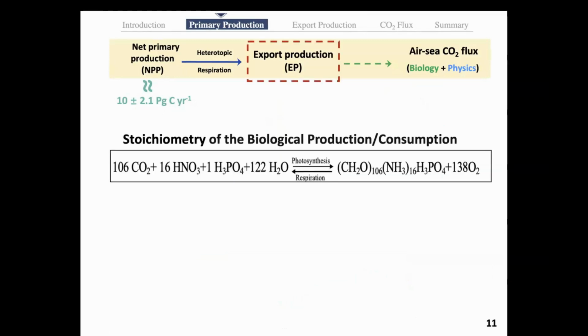As we learned from the textbook, biological production leaves carbon dioxide neutral but generates oxygen. That means we can use different biologically relevant tracers to quantify the biological production.